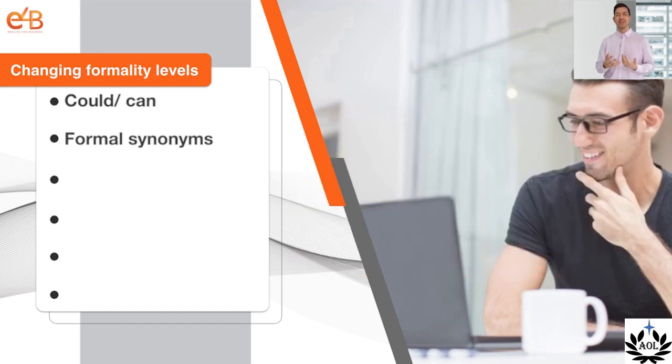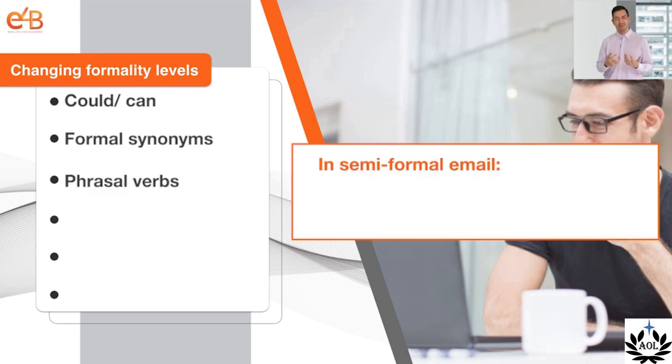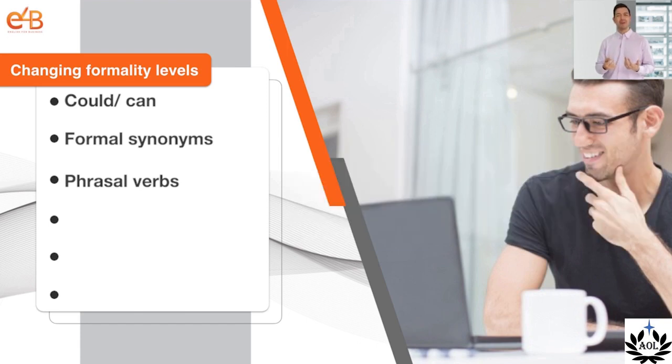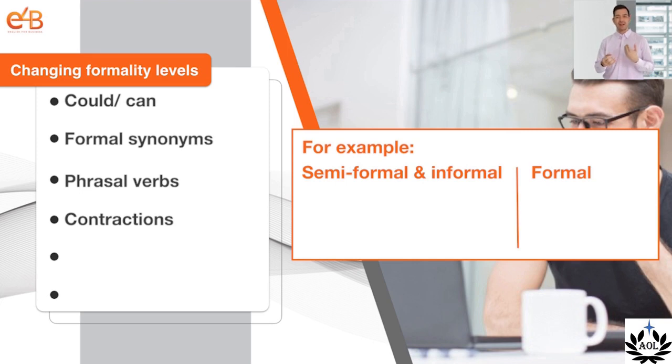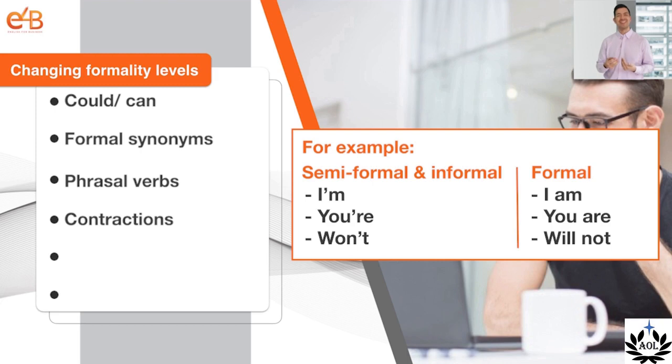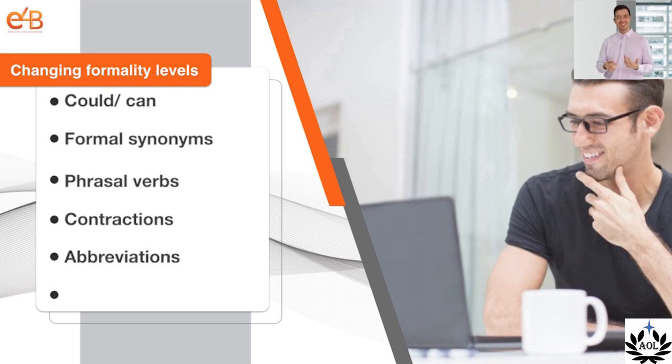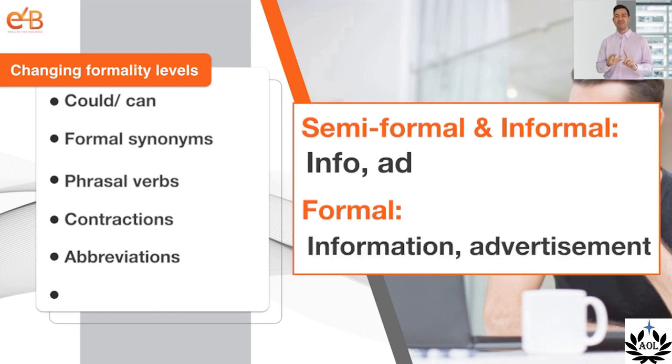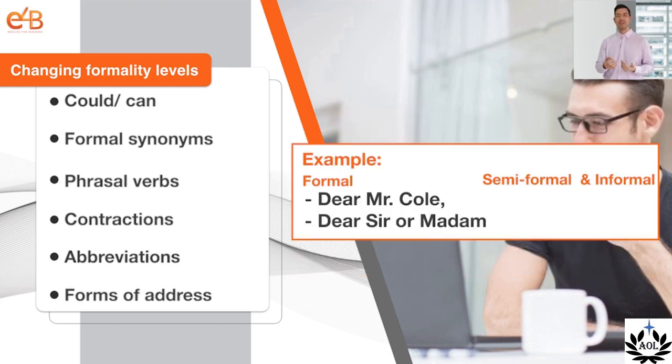When we're writing a bit more informally, we tend to use more phrasal verbs. So for example, in a semi-formal email, we might say things like put off or think about. These are a lot more common in more neutral emails. The next thing you'll notice about a more informal email is they tend to use a lot more contractions. So if you're writing an email that's semi-formal or informal, you may use contractions like I'm, you're, and won't. And these are things that you would see less frequently in formal emails. When we're writing informal emails, we tend to use more abbreviations, things like info and ad rather than information and advertisement. When our email is a more formal email, we tend to use more formal forms of address. For example, Dear Mr. Cole or Dear Sir or Madam. When we're writing less formally, we might say Hi David or Hello Mark.